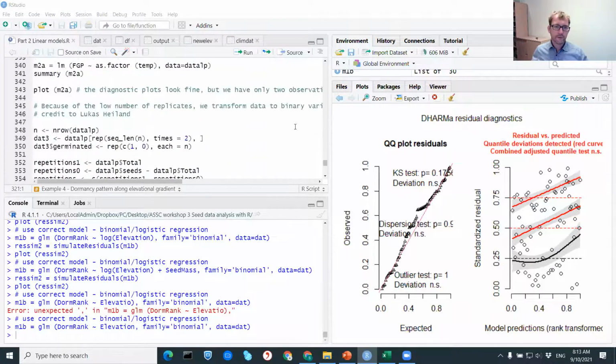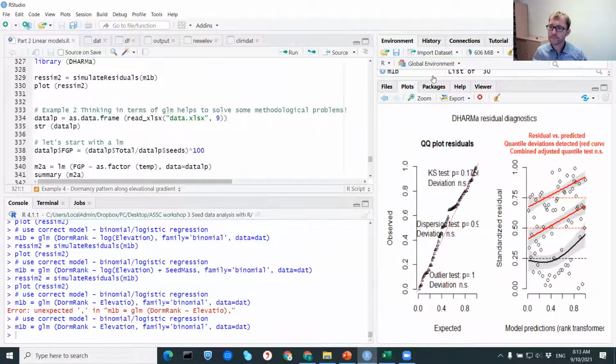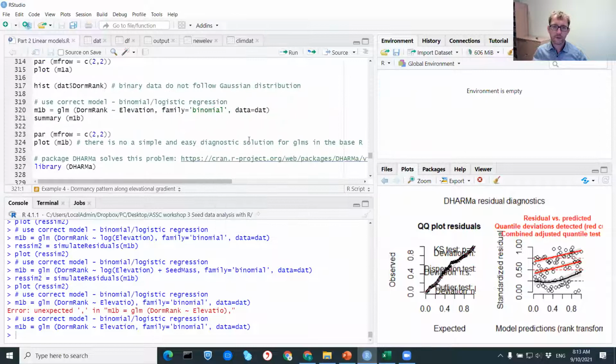Now I think I have the last example for today. Oh, good in time. I'm going to delete it.